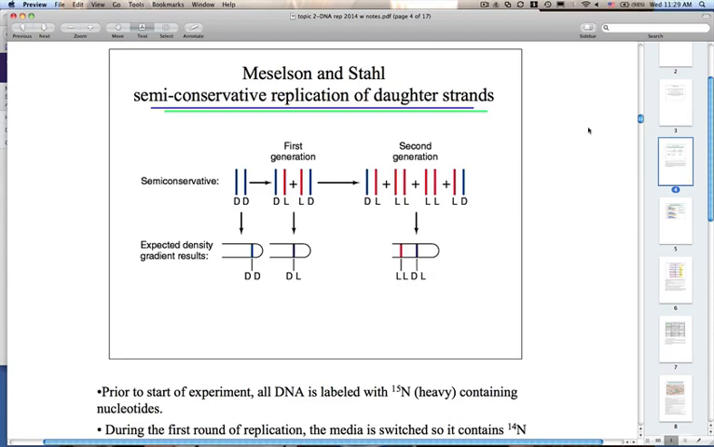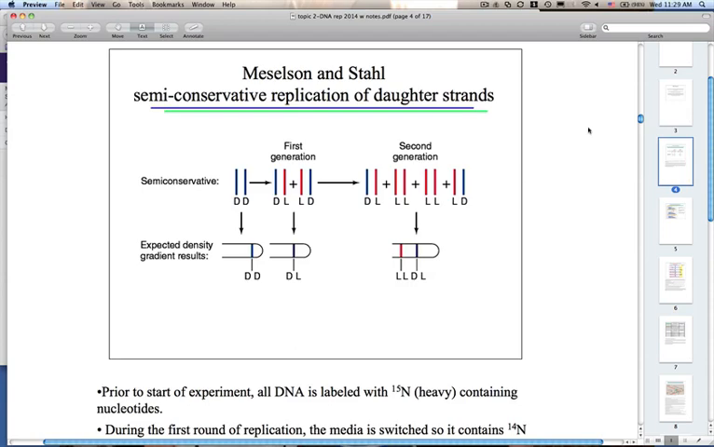And they were using density gradients. So heavy, quote unquote, heavy nitrogen will sink lower in a gradient than the lighter labeled nitrogen will. And so if you banded just the original parental DNA, where both strands were labeled heavily, you got a gradient band that was way down on the bottom of the gradient.